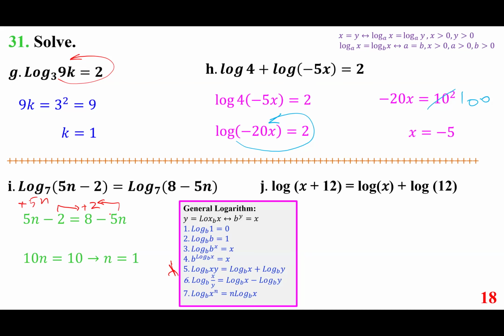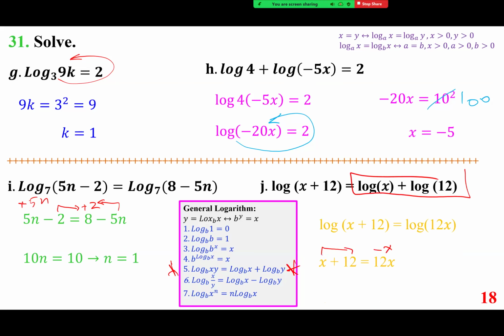Now, what about the next one? One side has a single log. The other side, the right side, doesn't. So we are going to put these two together, again using this product. We're going from right to left. And now each side has one log. They have the same base, namely 10. They must have the same argument. So x plus 12 and 12x must be the same. Divide by 11, and x becomes 12 over 11.